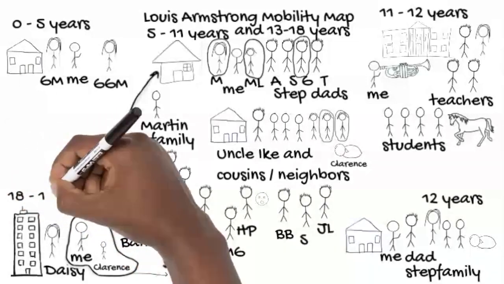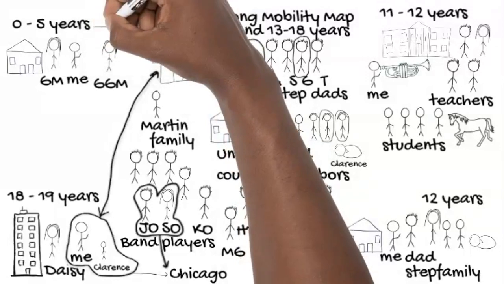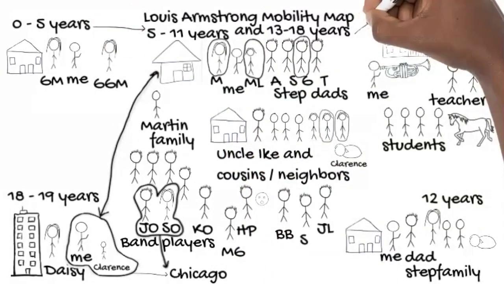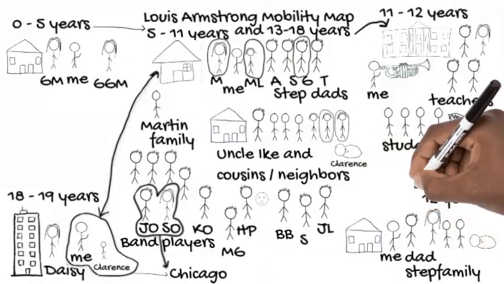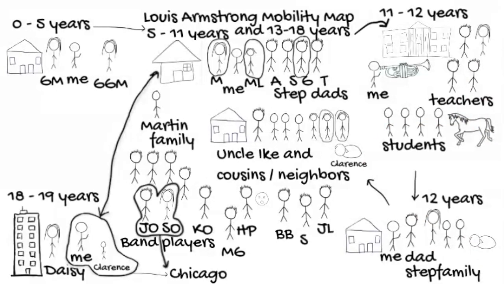With his move to Chicago, we have covered the entire childhood of Louis Armstrong. We know about all the people he has lived with. We know about his neighbors, schools, and friends, and even about many band players. Now it's time to finalize this mobility map.